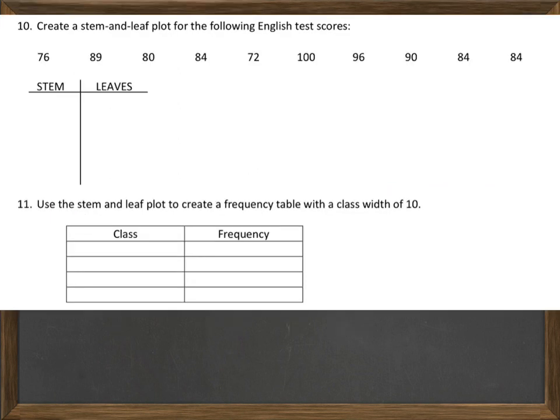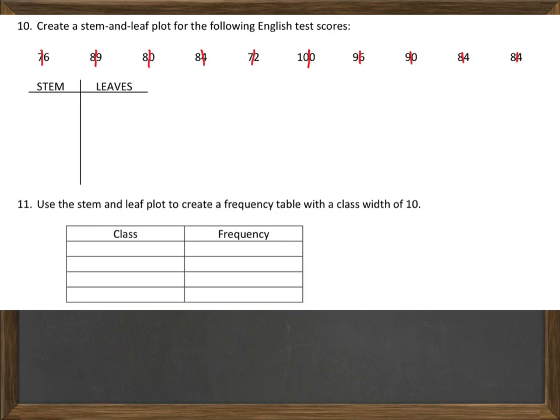All right, number 10, we're asked to create a stem and leaf plot. So remember, the way stem and leaf plots work is that we literally cut each number in between different place values. So in this case, because almost all of these numbers are 2 digits, we're going to cut between the ones place and the tens place. And in the case of 100, what should we do? Well, we still have to cut between the ones place and the tens place.